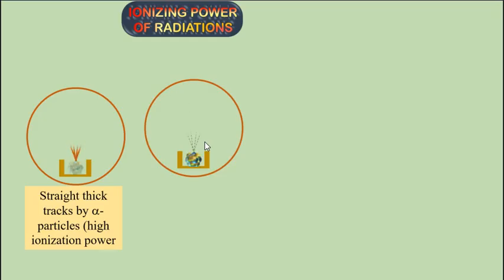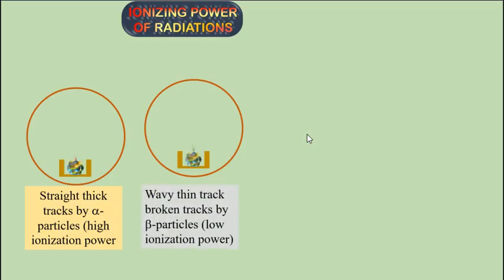What do you notice about this track? This track is very thin, not as thick as the alpha particle. So that means the ionization ability of the beta particle is not as high as that of the alpha particle. The higher the mass of the particle, the greater the ionization power.